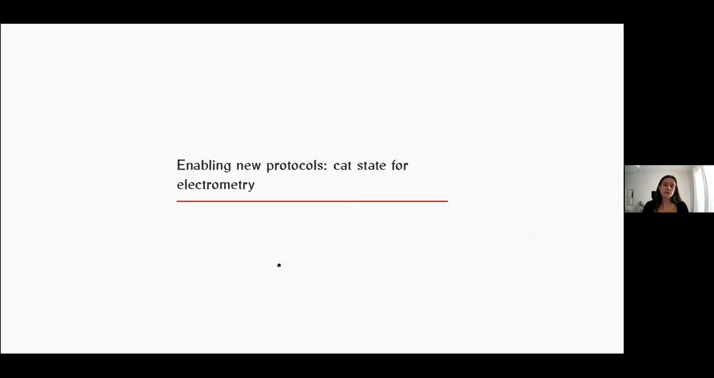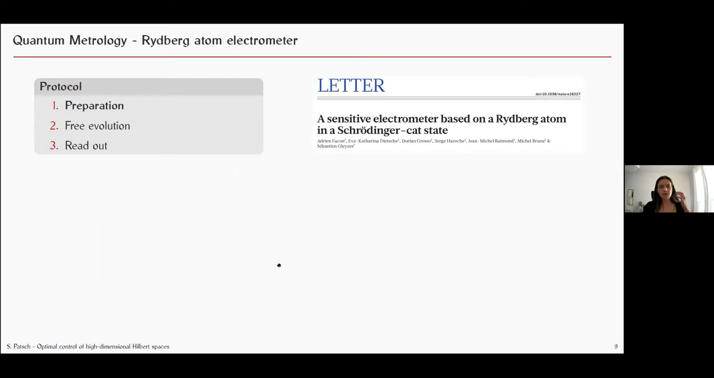So in this protocol, we saw that we can improve something that we can do already using optimal control. But now we want to go one step further and prepare a state for which no protocol was previously known. And this example comes from quantum sensing. So in quantum sensing, we want to measure some quantity with a higher fidelity than we could with any classical sensor. And in our case, this is the static electric field.